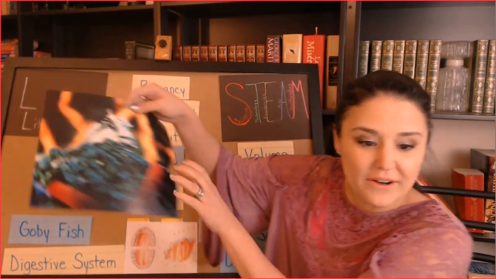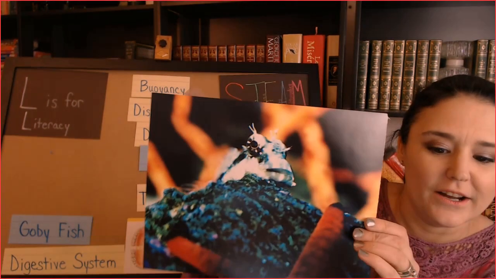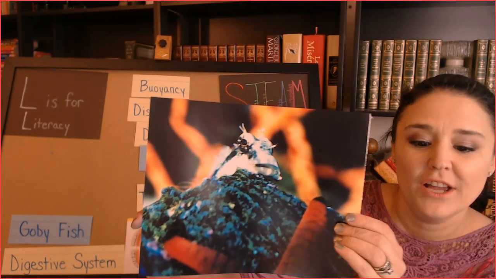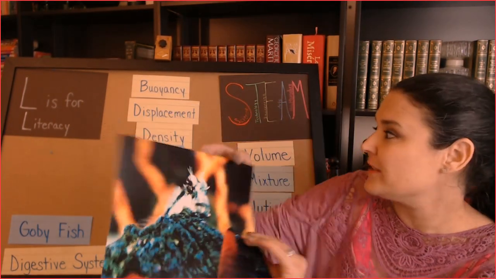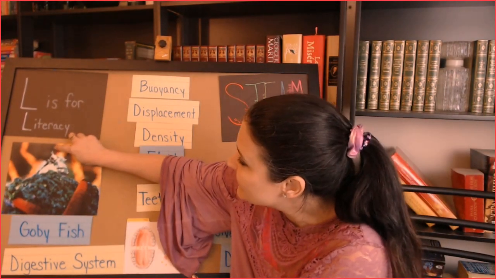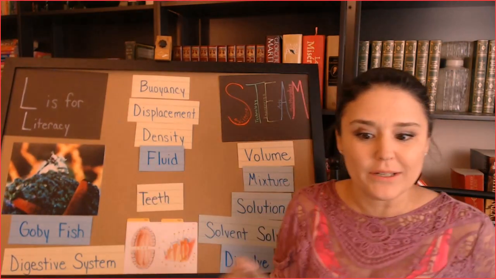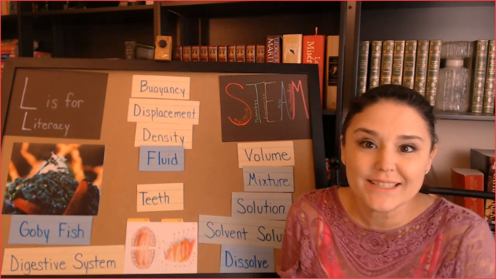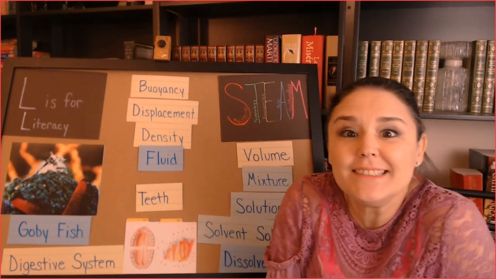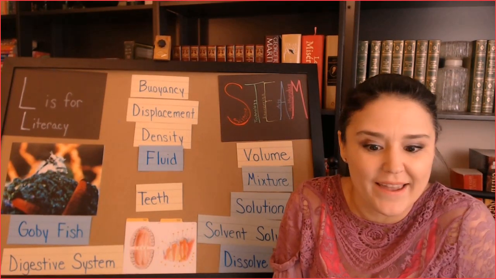And the animal of the week is the goby fish. The goby fish lives in the Chesapeake Bay and lays its eggs in oysters. And it has a suction cup on its bottom so that it sticks to the rocks at the bottom and it doesn't get washed away.